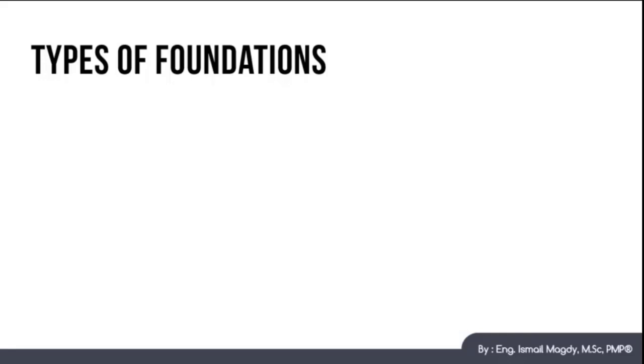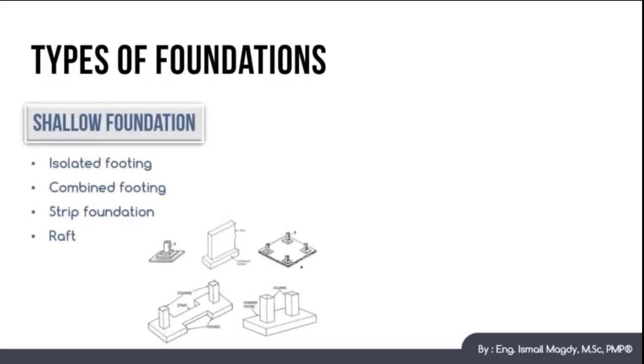Foundations could be divided into two main categories. First category is shallow foundation, and those are the foundations that are constructed on relatively shallow depths, and they transfer the structure's load on the upper layers of the soil. And we use this type of foundations on relatively light structures and when the top layers of the soil is strong enough to withstand the structure's load.